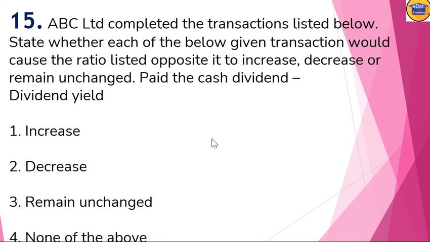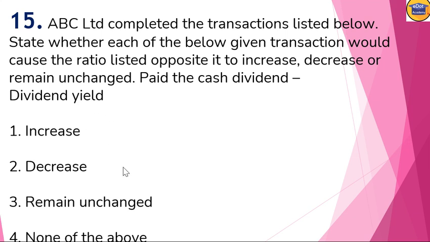ABC Limited completed the transaction listed below. State whether each of the given transactions would cause the ratio listed opposite to increase, decrease, or remain unchanged. This question is from ratio analysis. Paid the cash dividend. Now the dividend is paid in cash, what happens to the dividend yield?